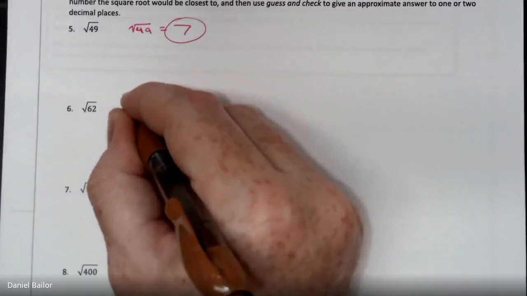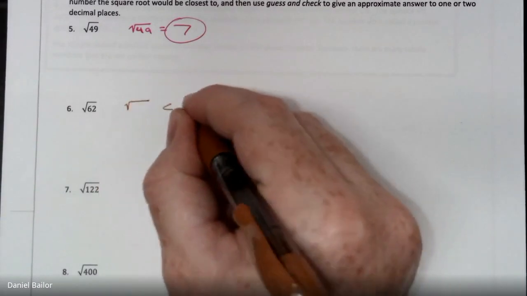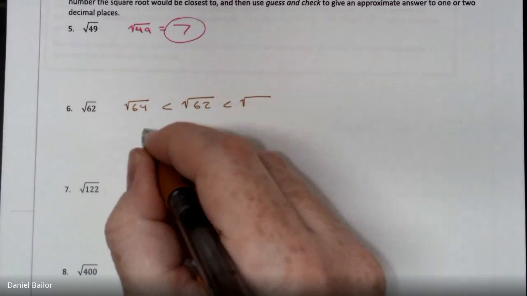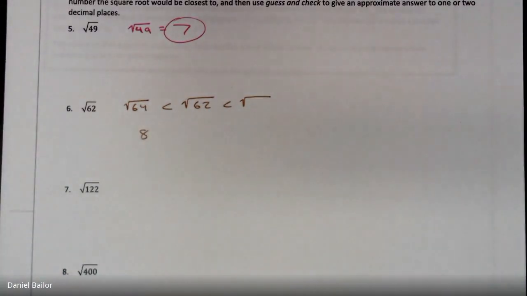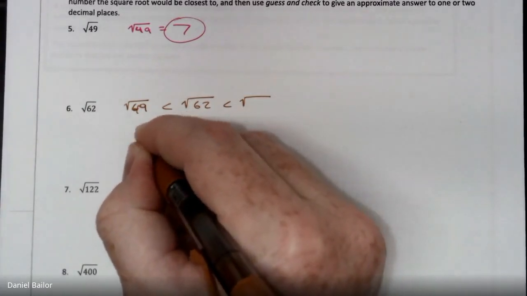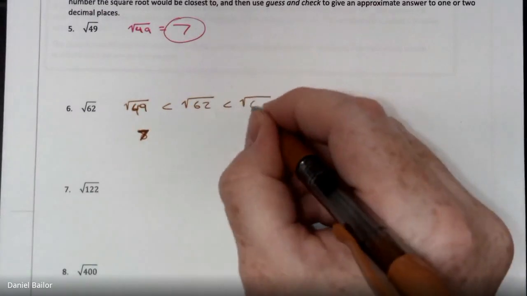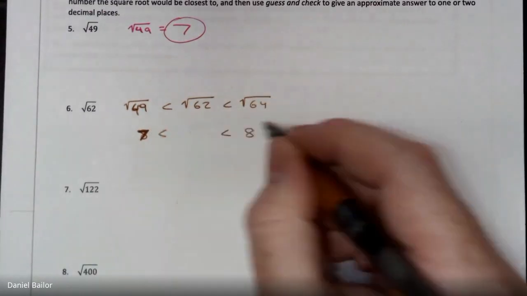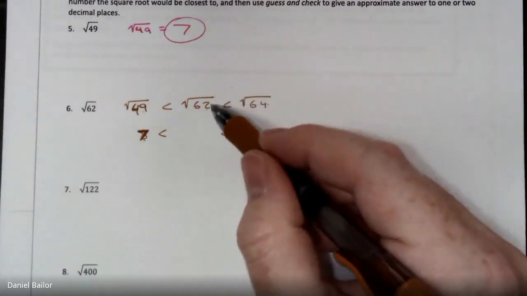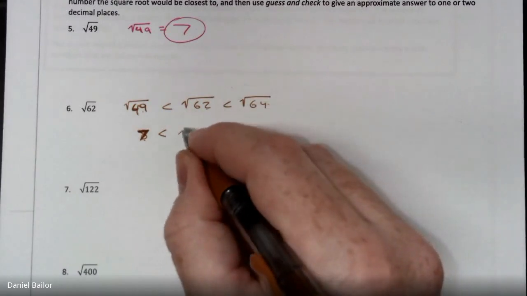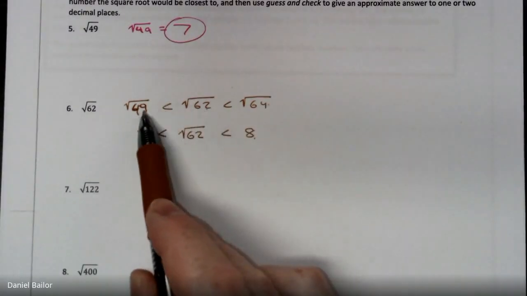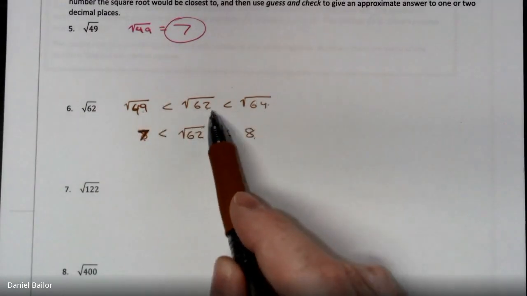Because I know the square root of 62 is going to be bigger than the square root of 49, and that's going to be 7. And it's going to be smaller than the square root of 64, because I know the square root of 64 is 8, and I'm using my chart to help me. So 62 is bigger than 49, which makes 7. 64 makes 8. 62 is somewhere in the middle. The square root of 62 is somewhere in the middle. It's bigger than 7 because 62 is bigger than 49. It's smaller than 8 because 62 is smaller than 64.